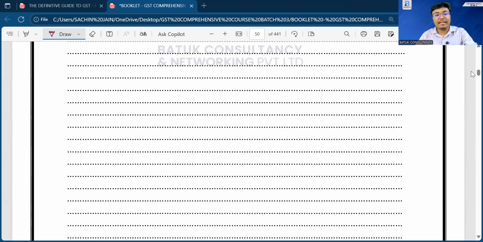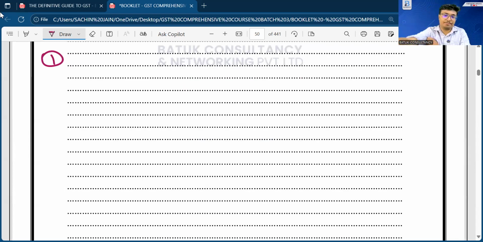Now, for claiming the input tax credit, government has introduced certain important rules. First, when I am saying that I am going to utilize that input tax credit, that benefit, for paying the output tax to the government on my supply. Okay. So I am just going to utilize that benefit. Okay.